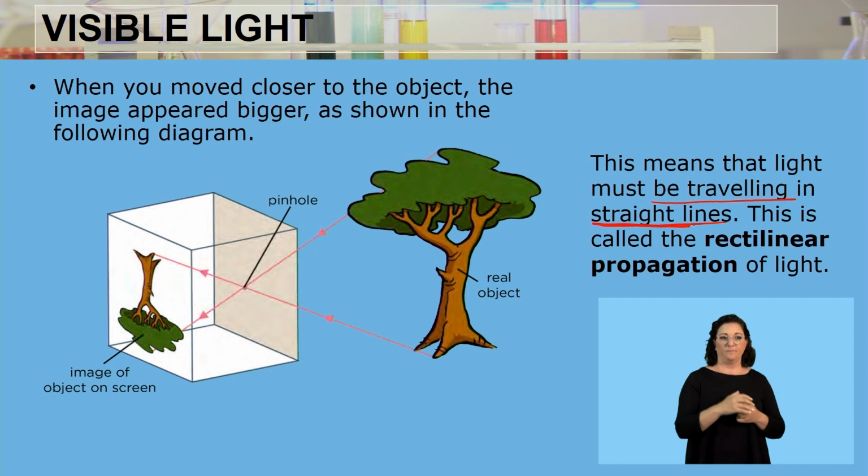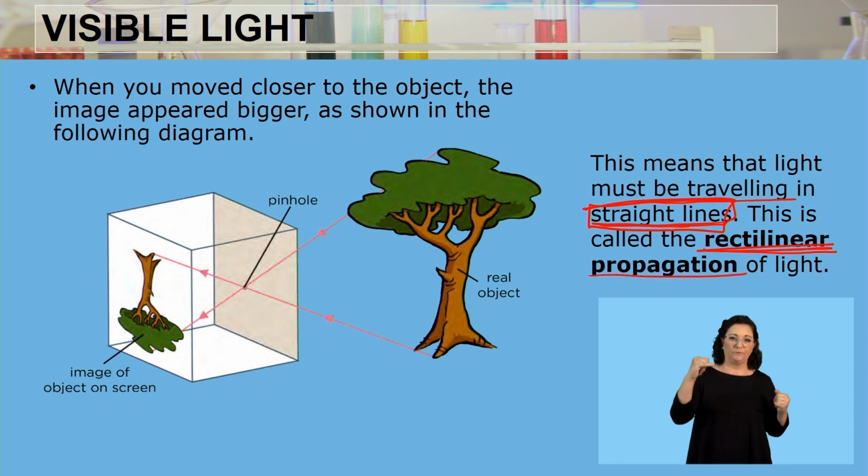And remember, if light is traveling in a straight line or straight lines, it is said to show rectilinear propagation. Rectilinear means traveling in a straight line, and propagation means moving forward. So it is moving forward in a straight line.